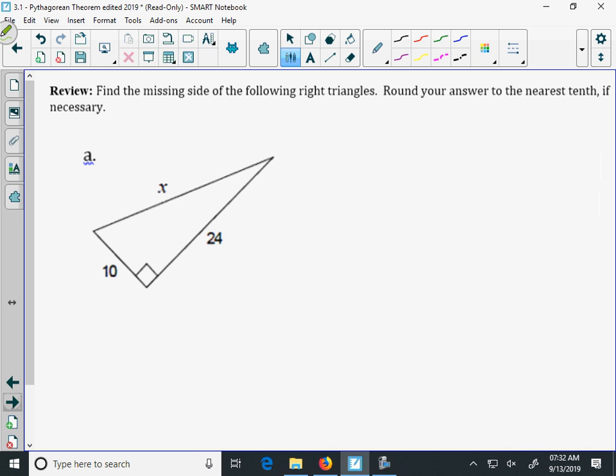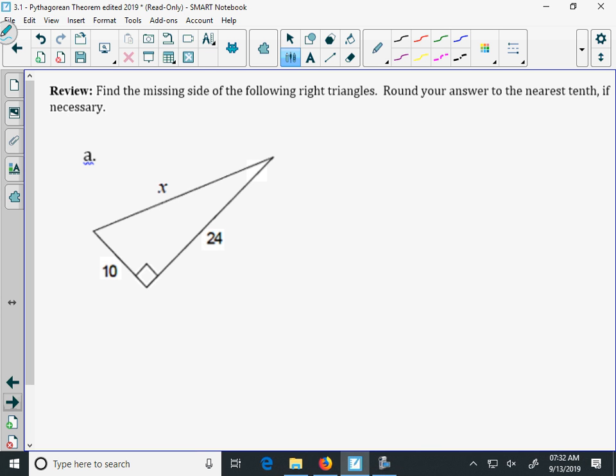Okay, so let's practice some of these. We want to find the missing side of the right triangles, and we're going to round to the nearest tenth. We maybe simplified in the previous math class, and we just wouldn't round. You don't mind if you round on the OST, so I don't mind if you round in here.